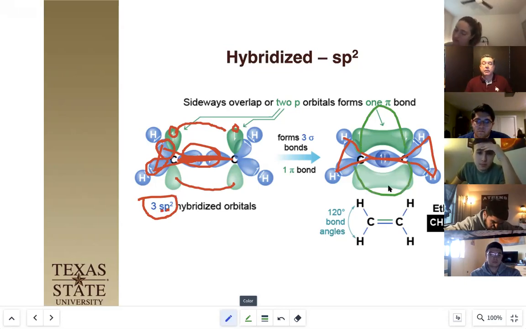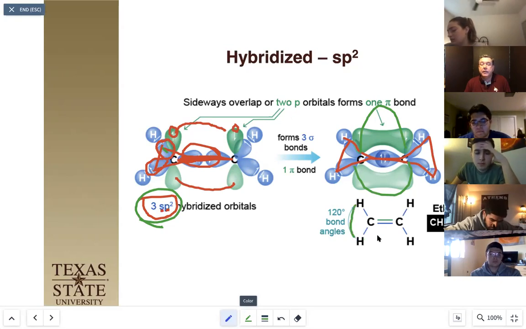So what does that mean? Okay, so if we have our sp2 hybridized orbitals creating a trigonal planar structure, that means that the angles between all of these are 120 degrees, which makes ethylene, these 2 carbons and 4 hydrogens, a completely flat molecule. But above and below that completely flat molecule is where that second bond is, that pi bond.